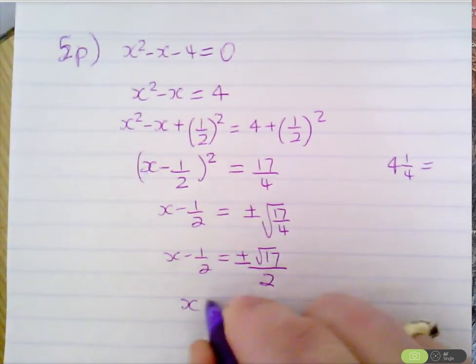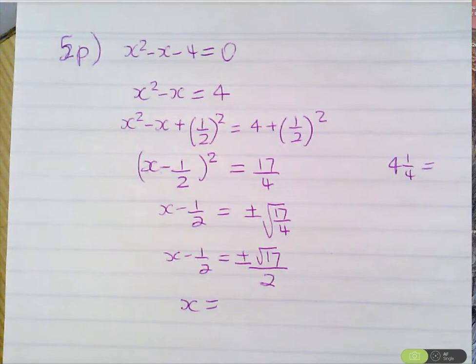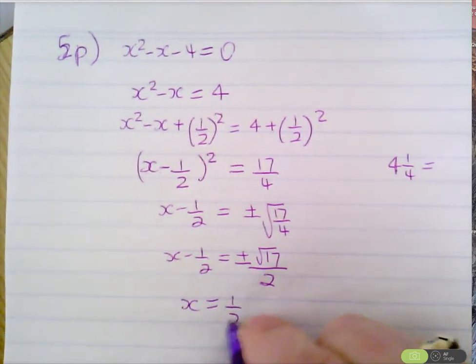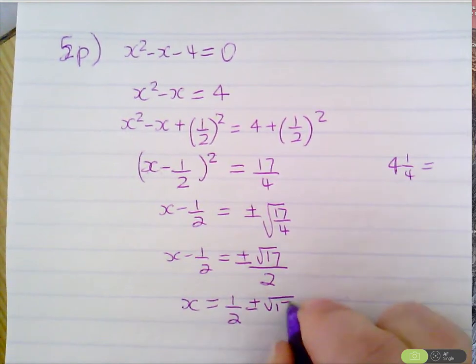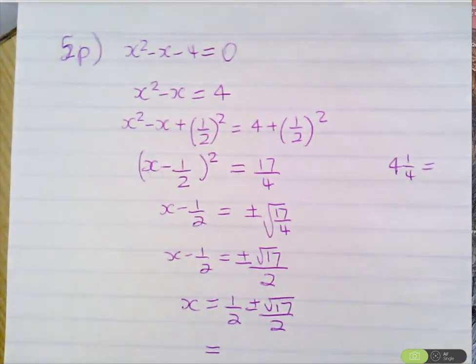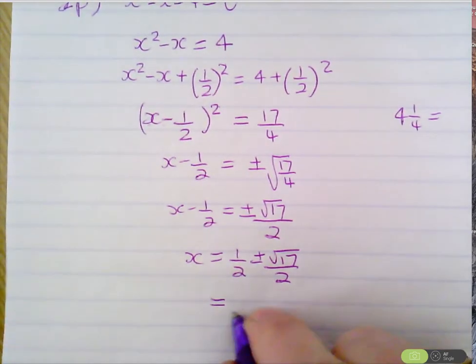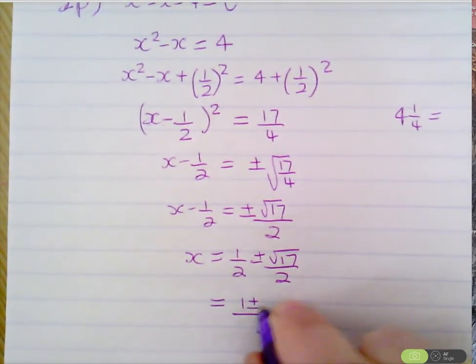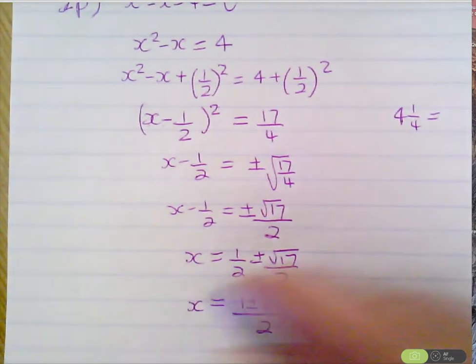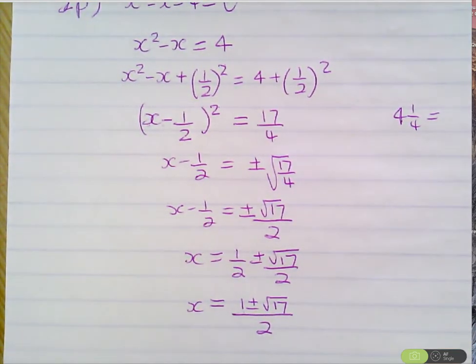So it's x equals, where does the minus half, what happens to it? Becomes plus a half, plus or minus the square root of 17 on 2. Are the denominators the same? So it becomes one denominator, 1 plus or minus square root of 17 on 2. You can leave it like that, but it does mean you've got two answers, 1 plus square root of 17 over 2 or 1 minus square root of 17 over 2.